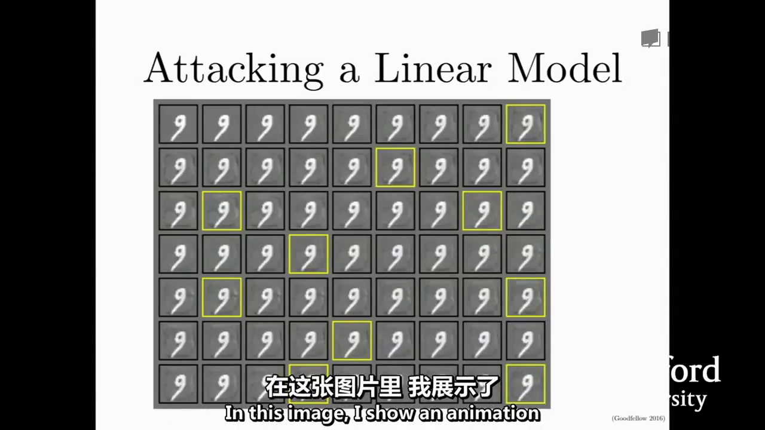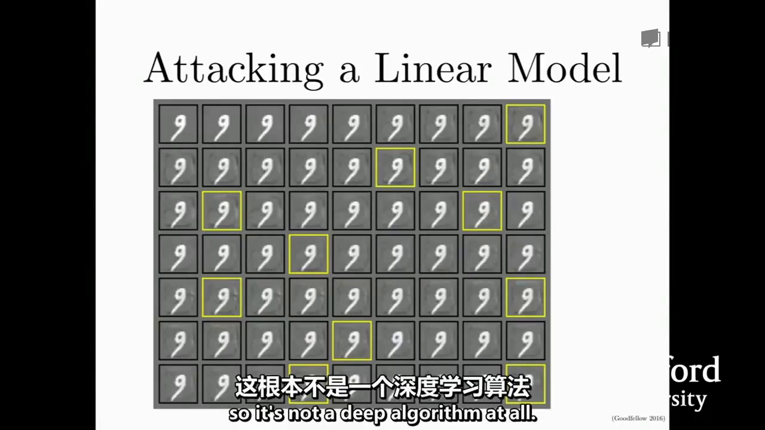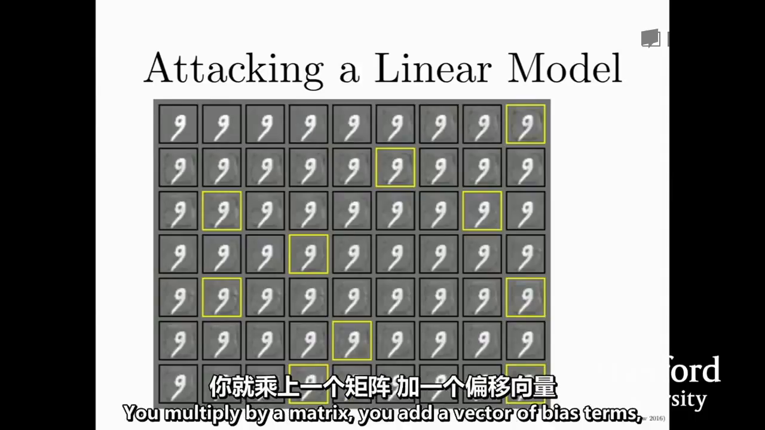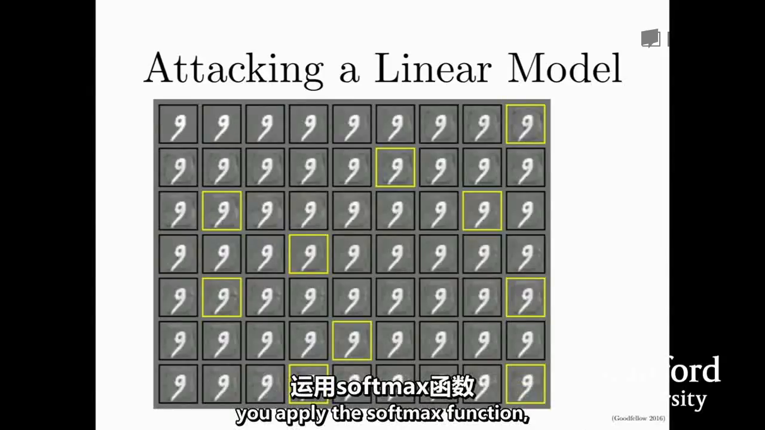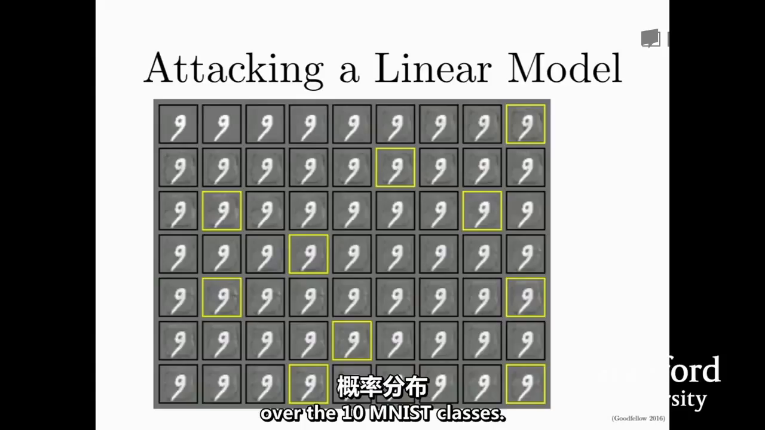In this image, I show an animation of what happens when we attack a linear model. So it's not a deep algorithm at all. It's just a shallow softmax model. You multiply by a matrix, you add a vector of bias terms, you apply the softmax function, and you've got your probability distribution over the 10 MNIST classes.